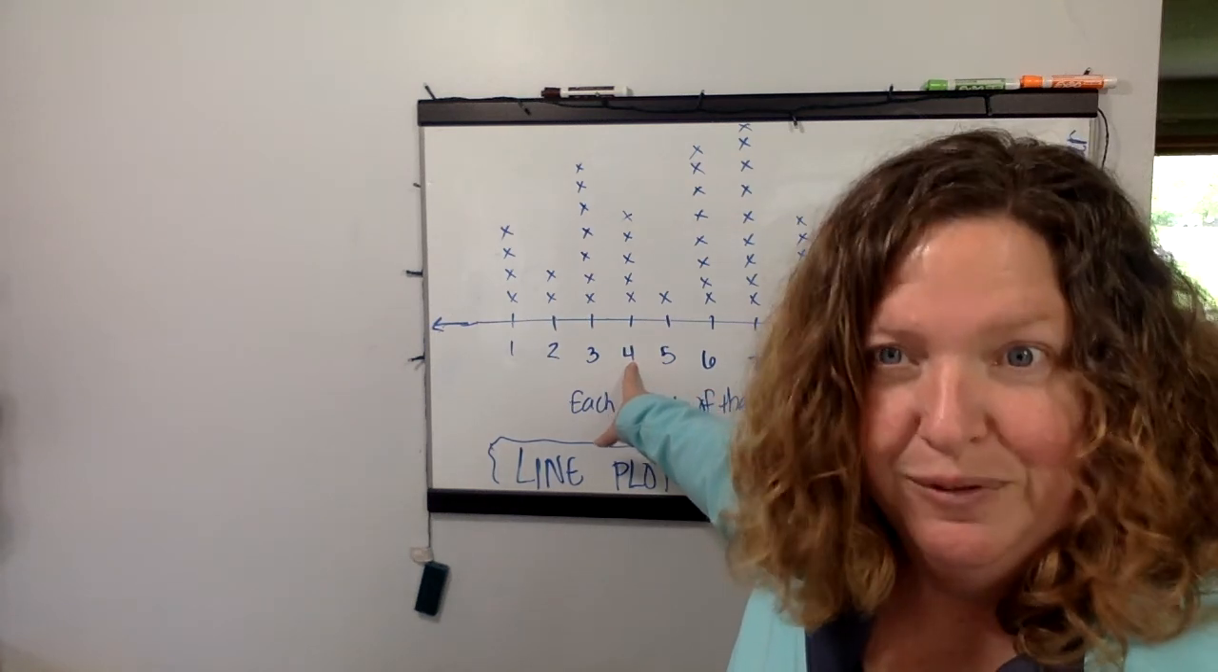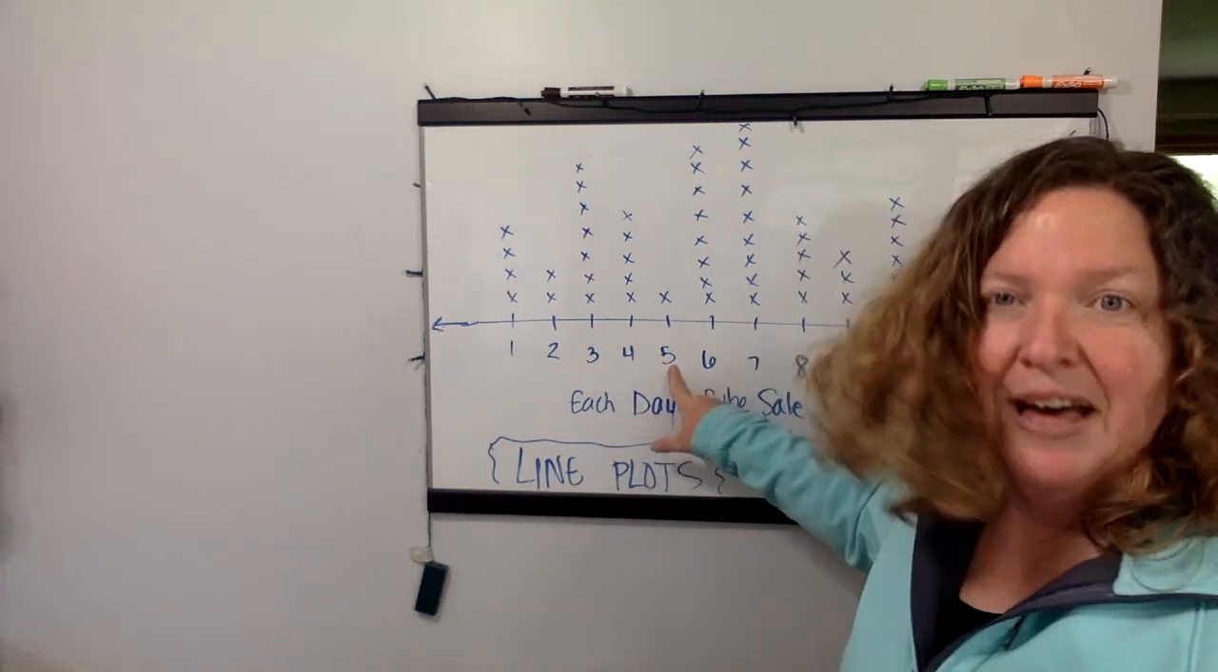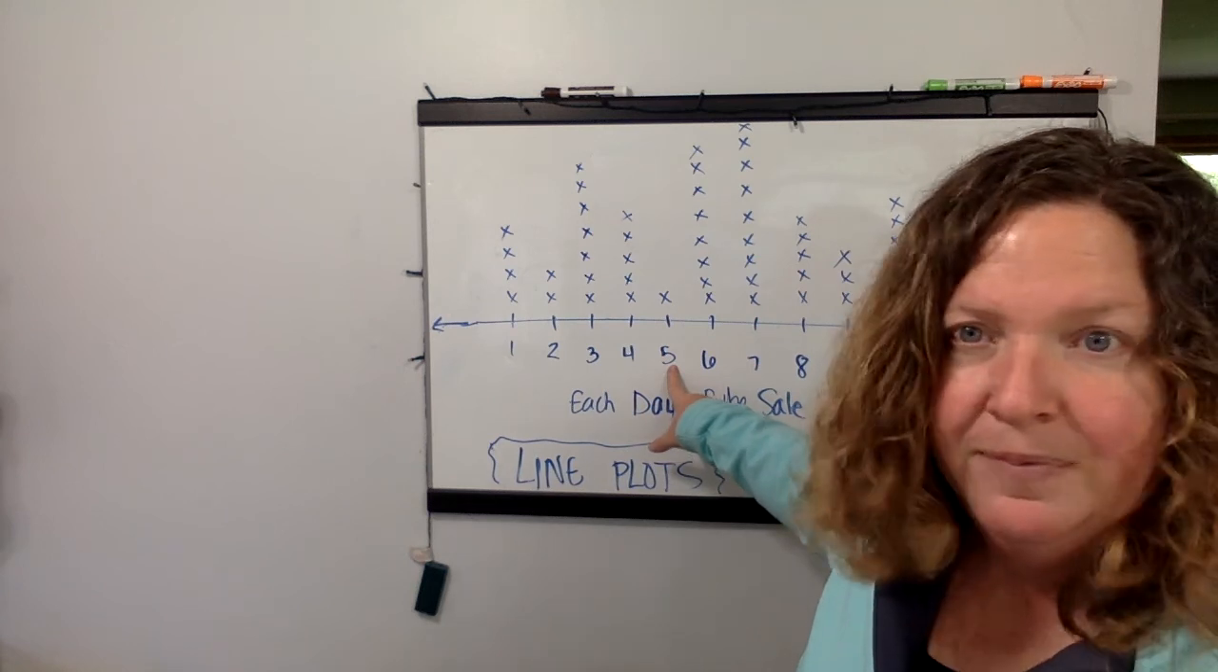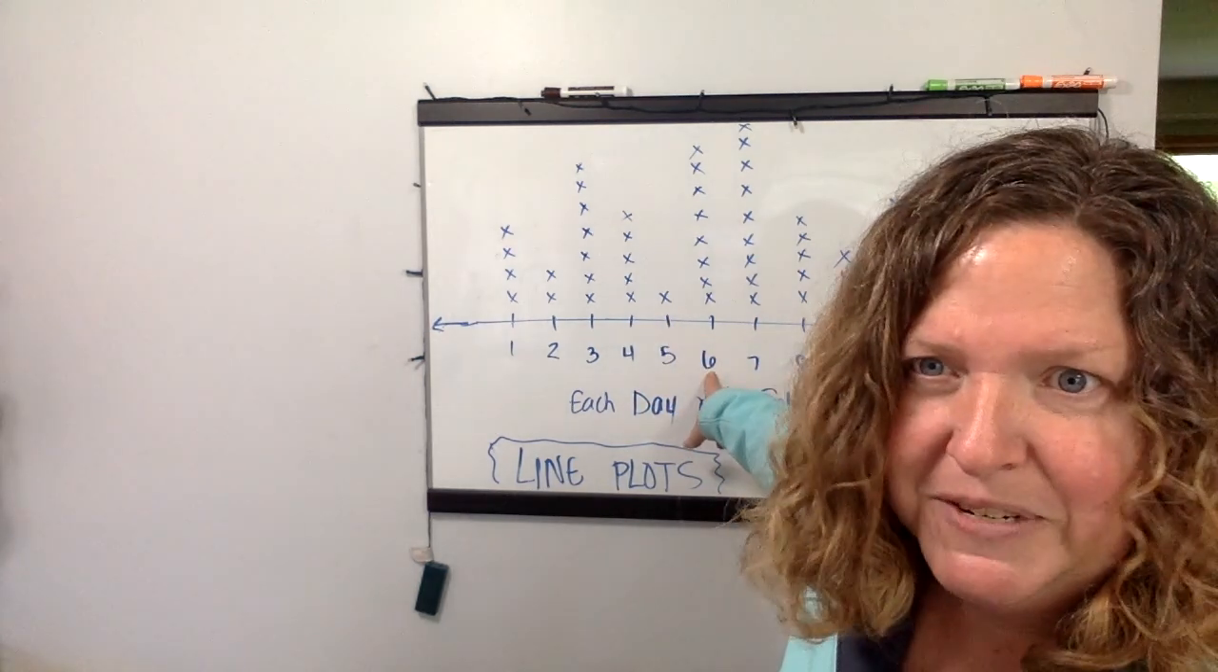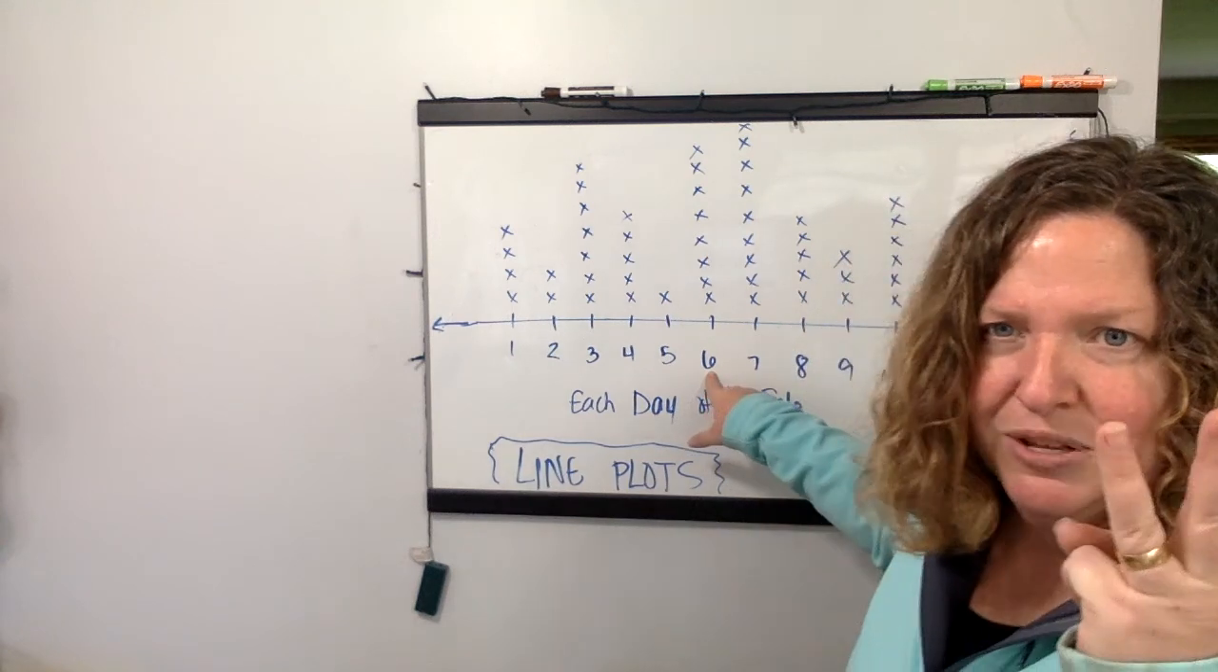Day 4, they sold 5. That's more than 4. What about day 5? Nope. What about day 6? We can just tell by looking, right? We don't even have to count them. That's definitely more than 4. So we're up to 3 days.